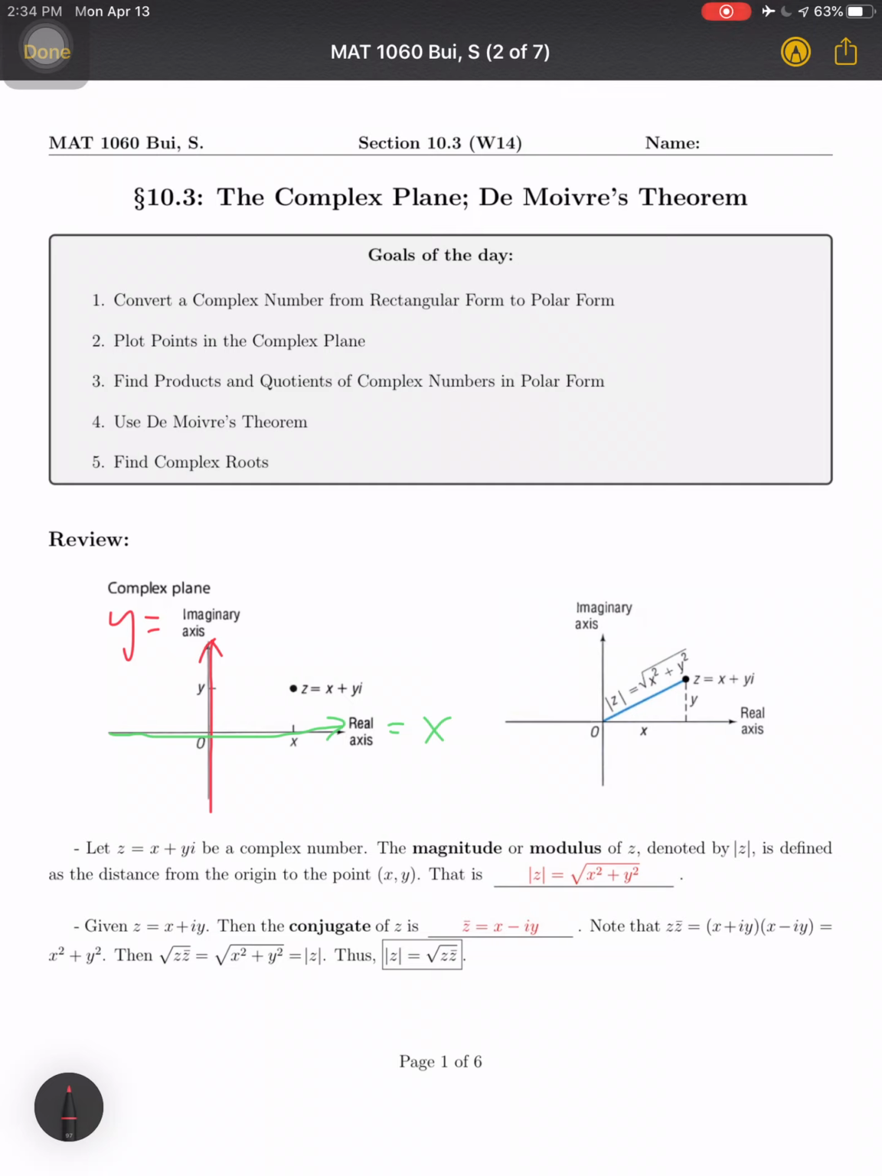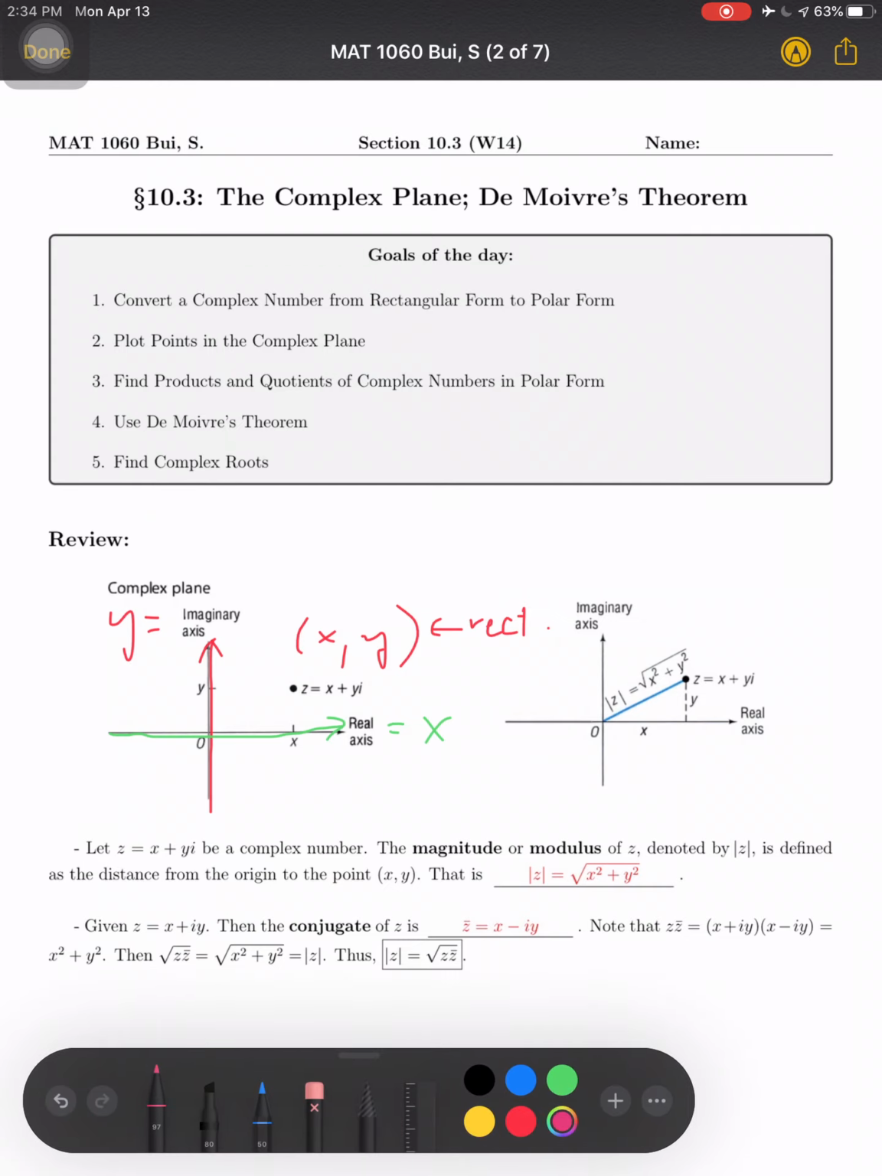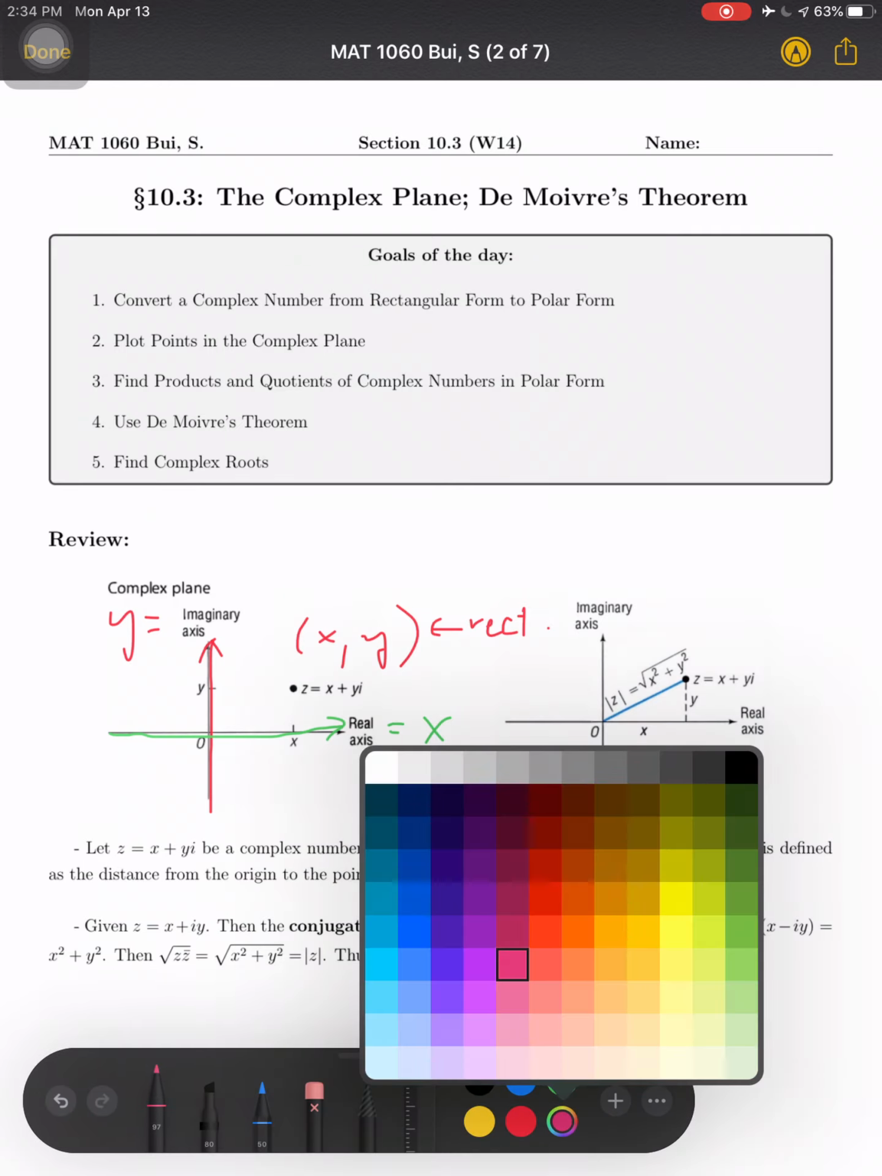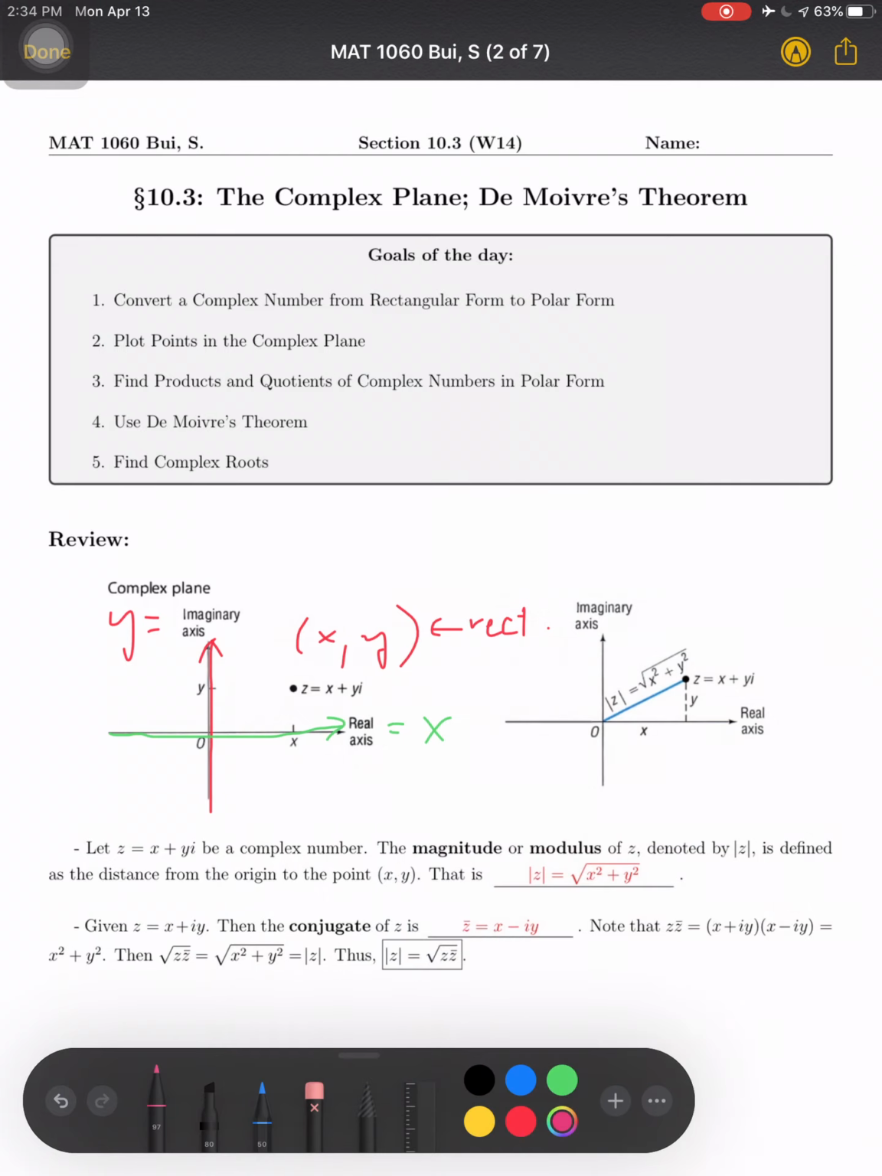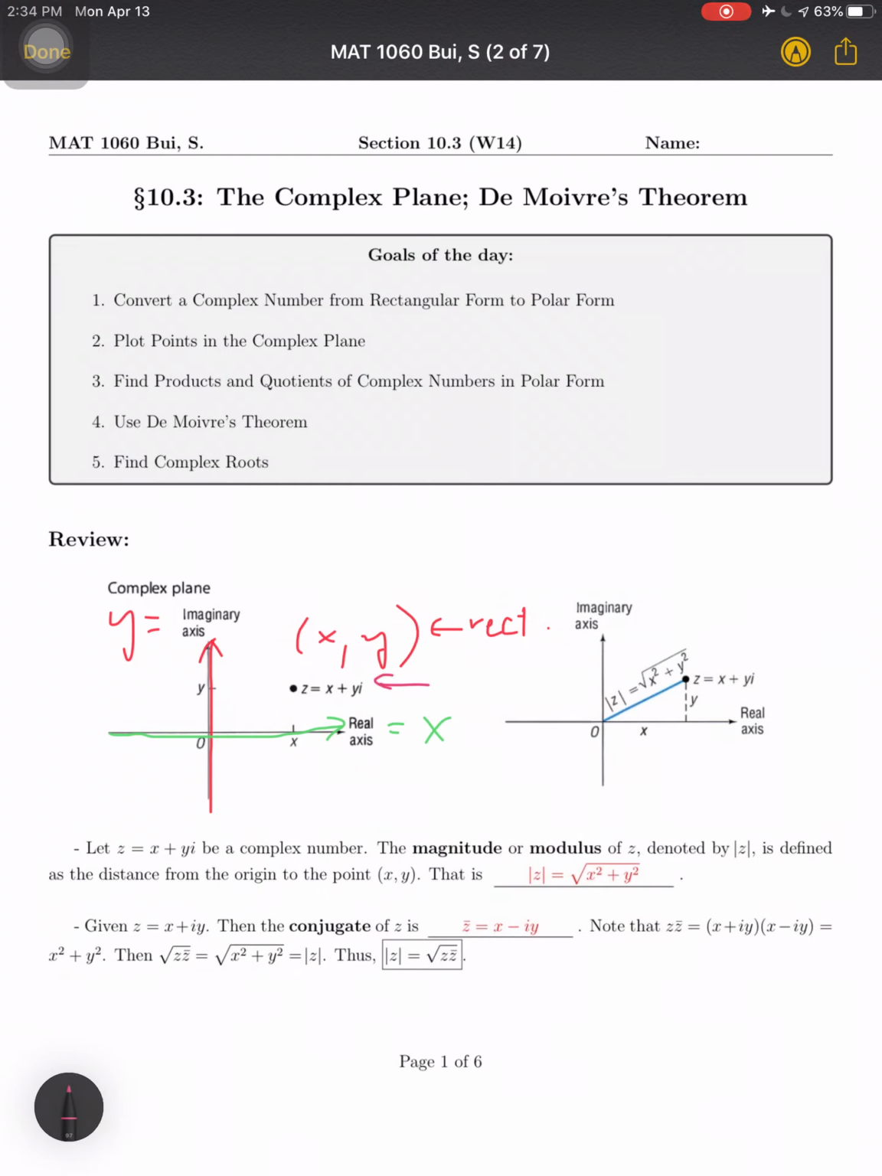Okay, and in here, a point, instead of having the coordinate of X and Y, we still have the coordinate of X and Y as in the old days, but then we will represent it in another way, right? Because this one in here is the form for a rectangular coordinate. In the complex plane, a point is represented by z.